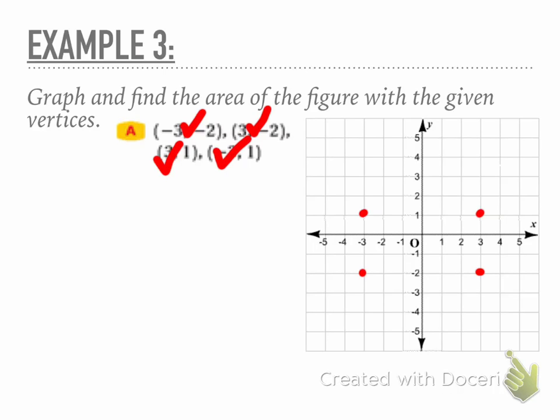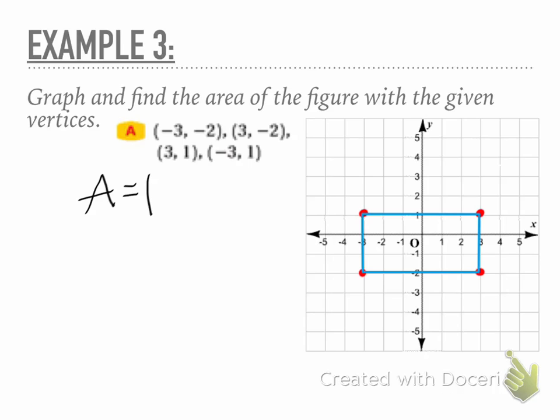So now you're going to connect that to find our rectangle. Now that we have our rectangle, we need to find our base and our height, because remember our formula is that our area is going to be our base times our height. For our base, we've got the length down here at the bottom. So this is a length of 1, 2, 3, 4, 5, 6.